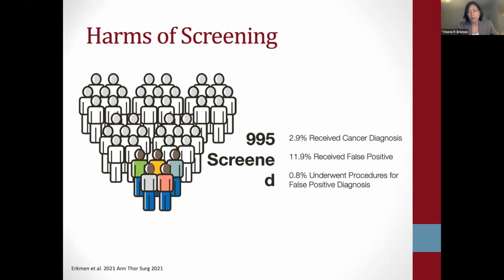When we looked at about 1,000 people screened, 11.9% had a false positive and 0.8% underwent a procedure, CT guided biopsy, surgery, because of a false positive. So these are harms that I think we as surgeons are really able to lay out for patients and for providers, and important to get to what can really happen.